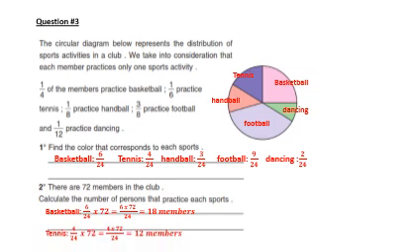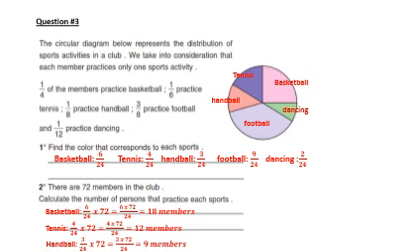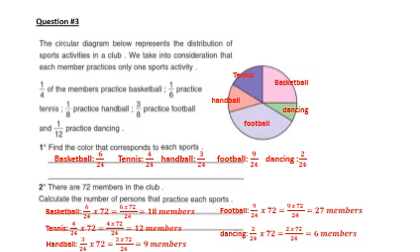The same thing you are going to do for the tennis: 4 over 24 times 72, and it's 12 members. Handball, it's 3 out of 24 times 72, and it's 9 members. The football is 9 over 24 times 72, which is 27, and the dancing is 2 over 24 times 72, which is 6 members.